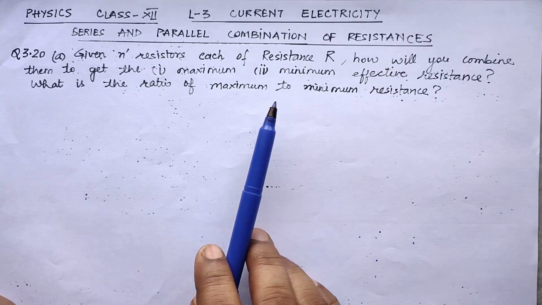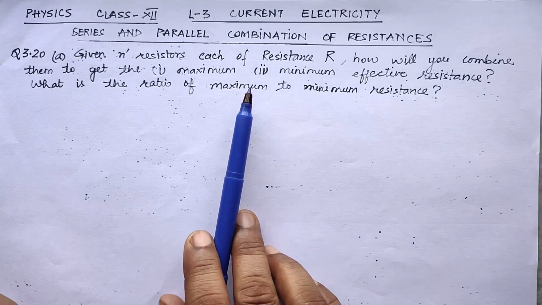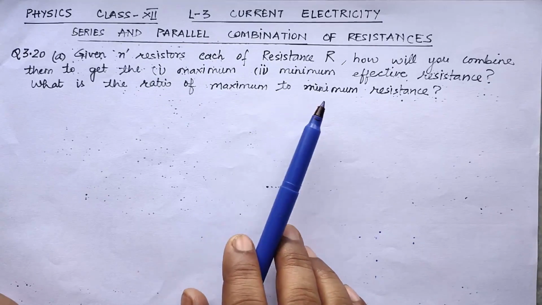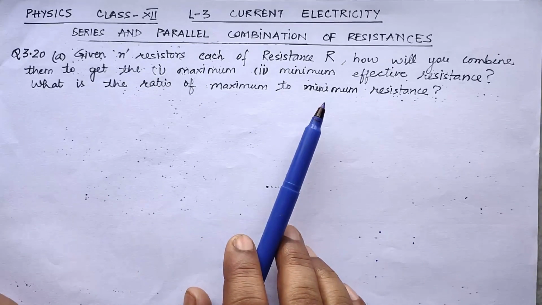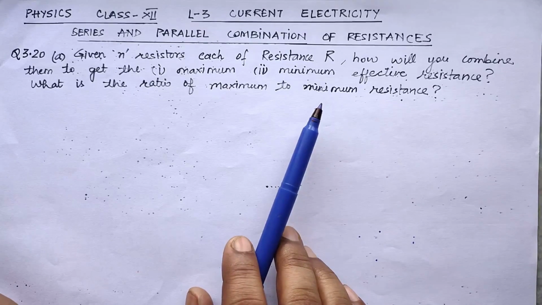Now this means you have a lot many of resistances, n number of resistances. The question is you have to combine them yourself and get the maximum value of the equivalent resistance. In the first part and second part, get the minimum value of equivalent resistance when you combine those n resistors.